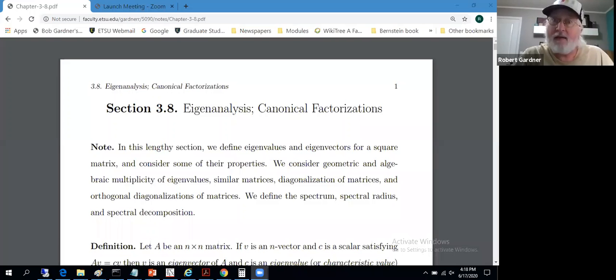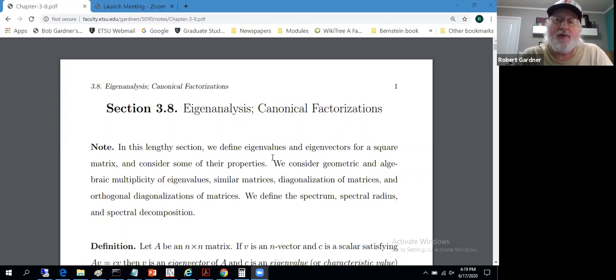All right, now for some eigenvalues, eigenvectors, eigenanalysis is what our book calls it. Eigenanalysis and canonical factorizations, so section 3.8. There's a bunch of stuff in section 3.8, so it'll take several videos to get through this.